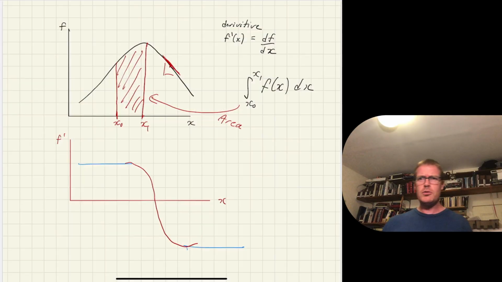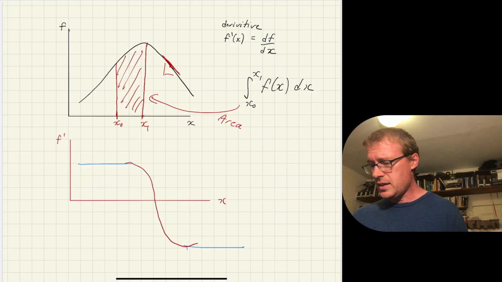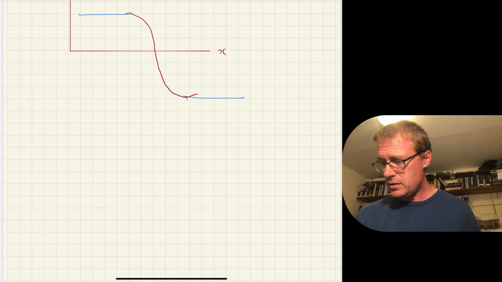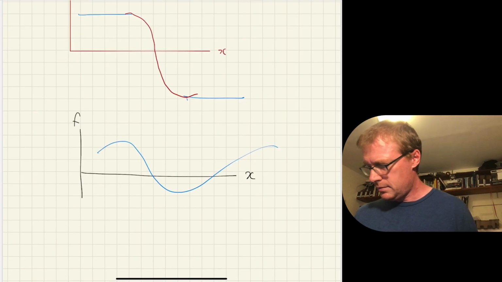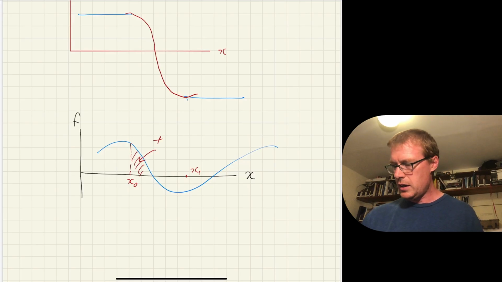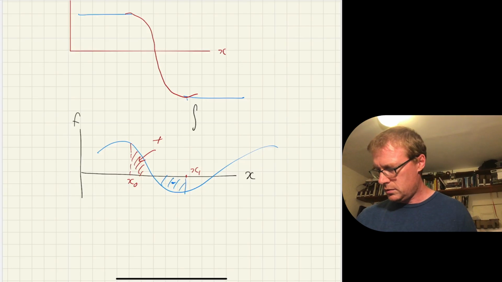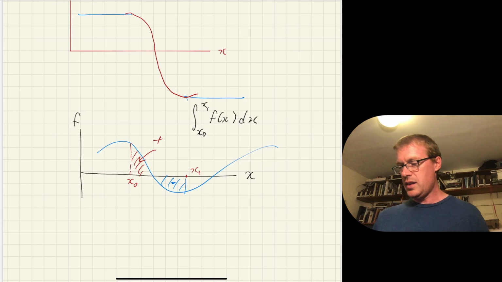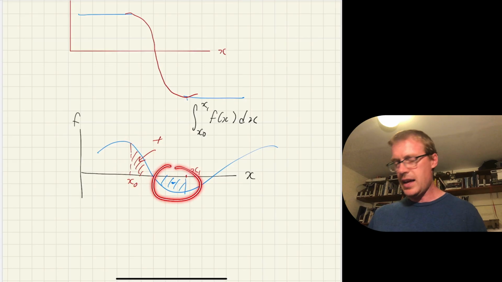I guess there's only two more things I'd like to say in terms of calculus. One is that if your function crosses the axis, and I wanted to do the area from x0 to x1, what you do is you take plus of this area and minus of this area. So this integral here is equal to plus this area minus that area.